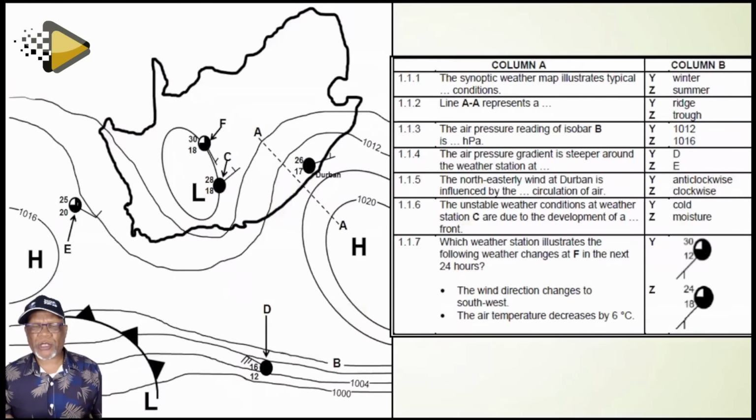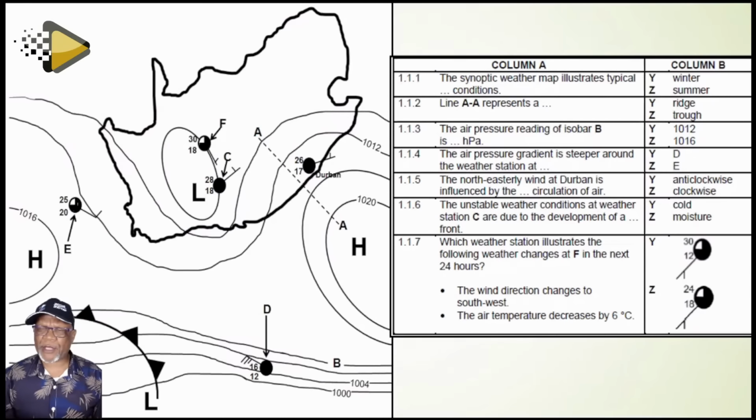Now, let's quickly go to this synoptic weather map. This is what the examiners are currently using as a synoptic weather map. They no longer use those synoptic weather maps that are very full of diagrams, but it does not mean they will not use them. But the current trend with examiners is that they draw their own coastline of South Africa and simply put the features that they want to assess you on.